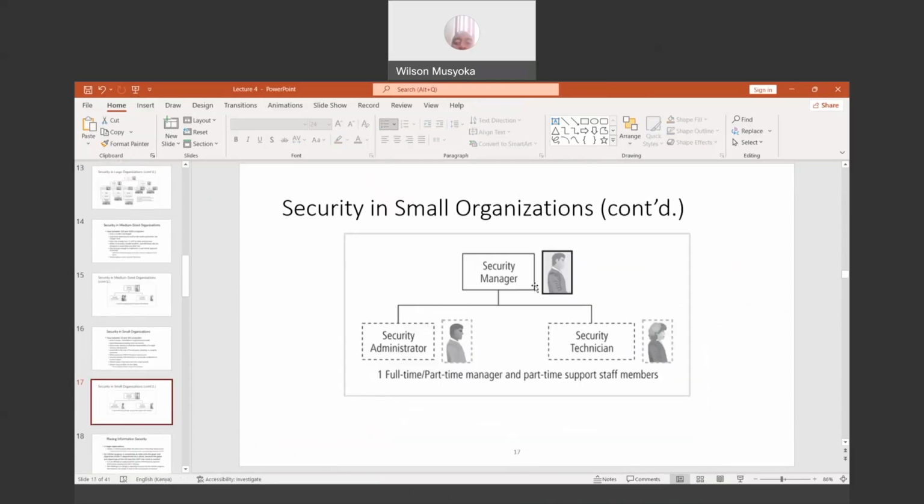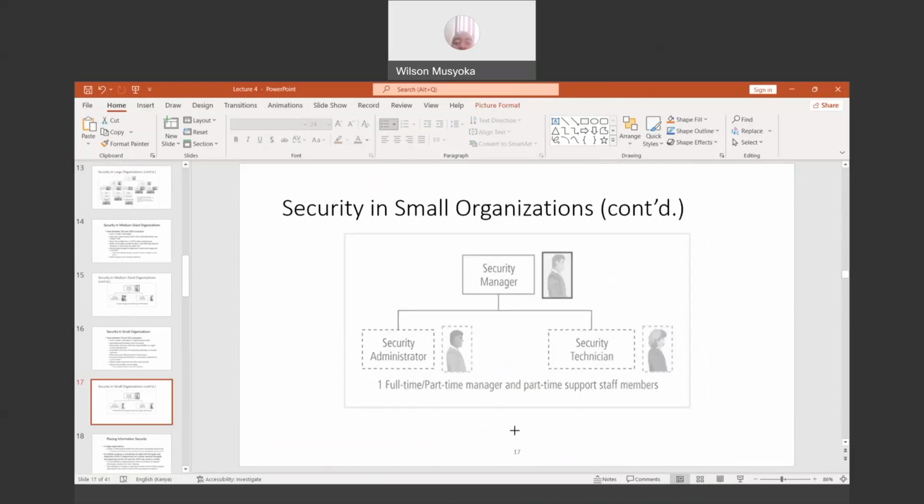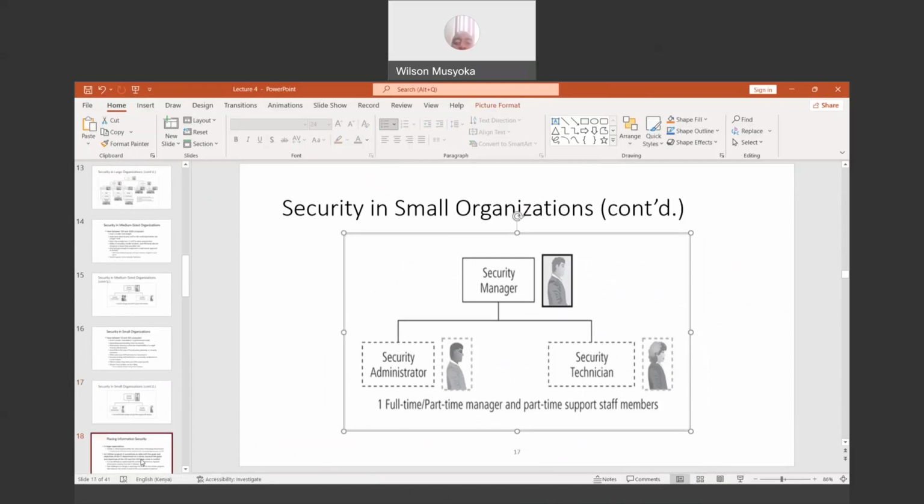You'll have the security manager, the security administrator, and security technician. And if you see here, we are talking about maybe one full-time and one part-time staff member, meaning that you do not need to have them there full-time.